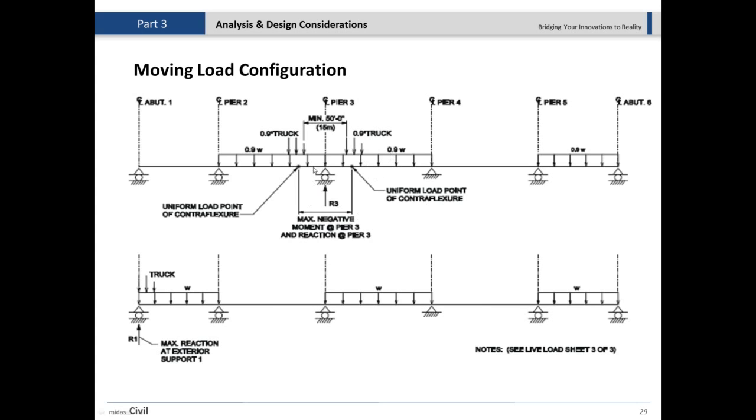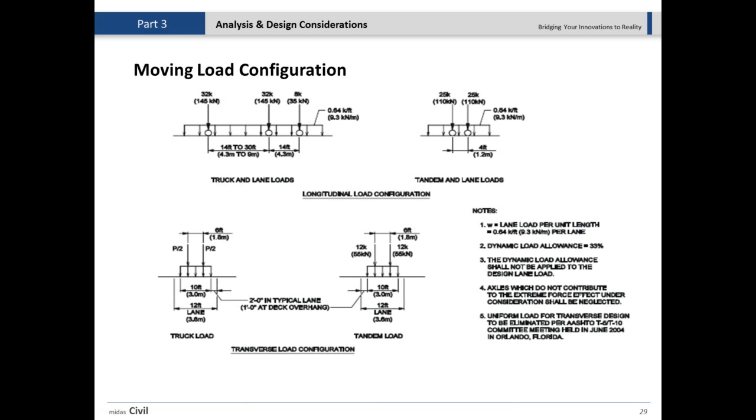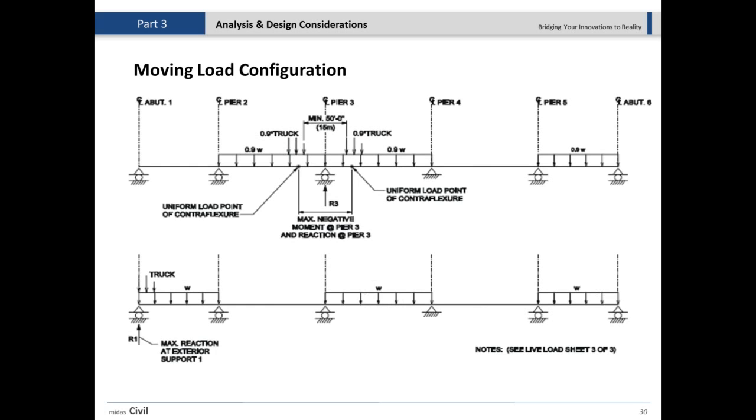For example, when you have an interior support, code says to apply two trucks at two sides of this interior support with a minimum spacing of 50 and maximum 90 feet from each other to find the maximum negative bending moment in this support, and again for the support reaction. And then you can see the configuration in the transverse direction.